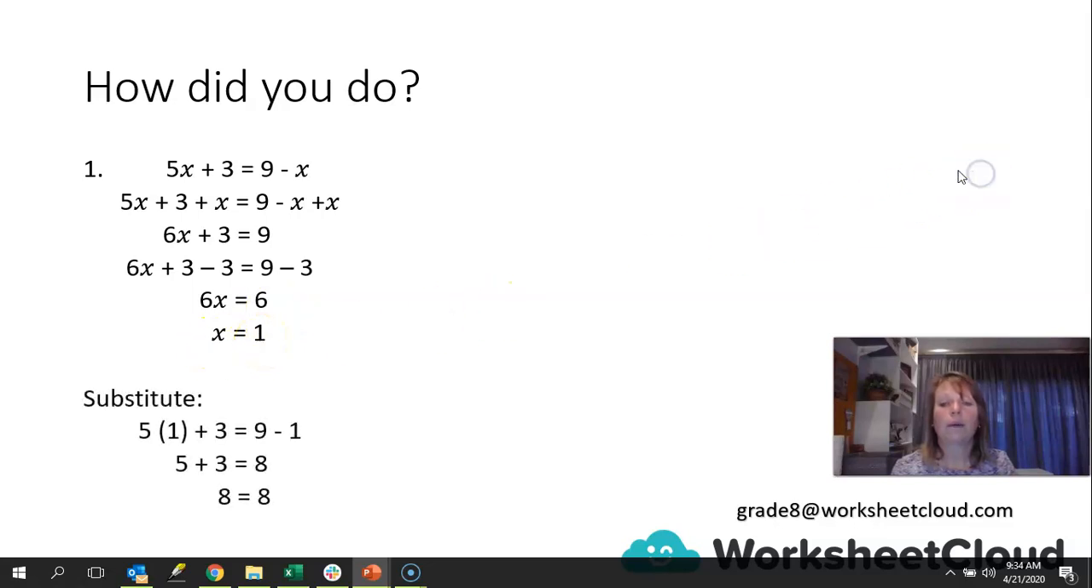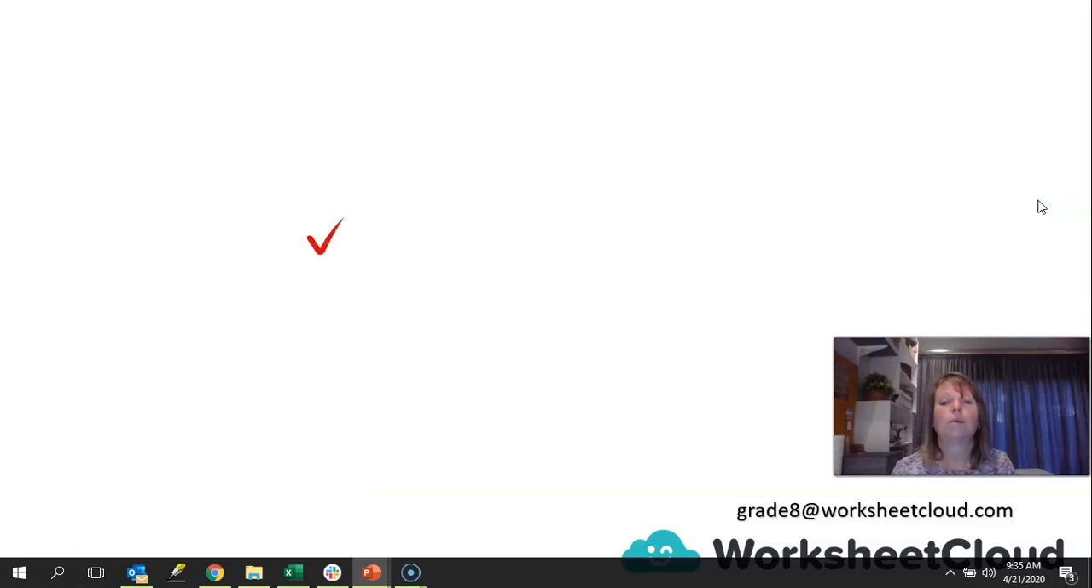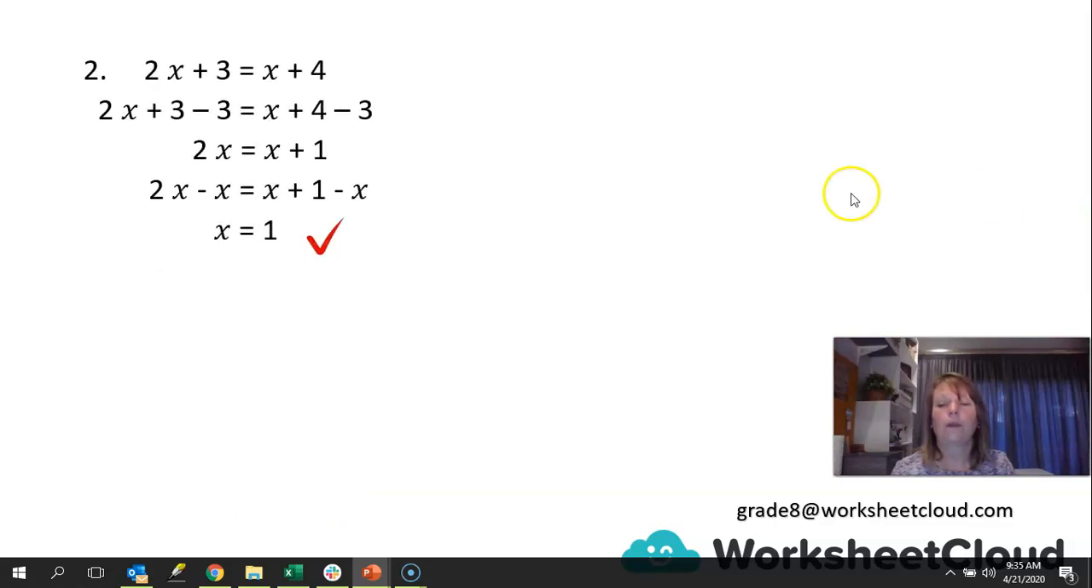Okay, let's check by substitution. We take the 1 and put it back into our original equation by substituting it. 5 times 1 plus 3 is equal to 9 minus 1. 5 plus 3 is 8. 9 minus 1 is 8. Yay, it's right. That means that x is equal to 1. Okay?